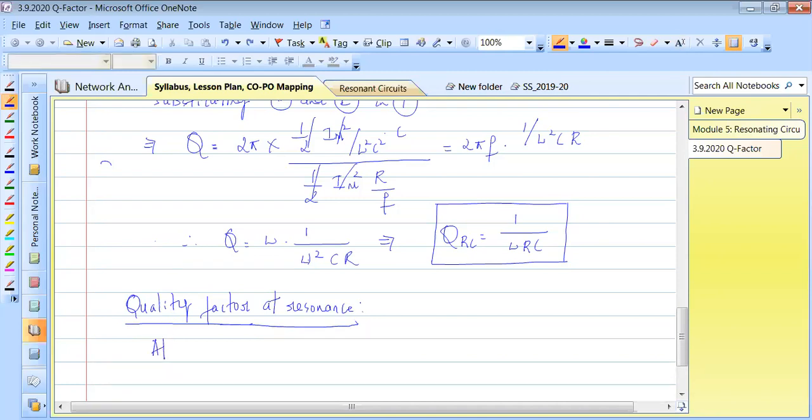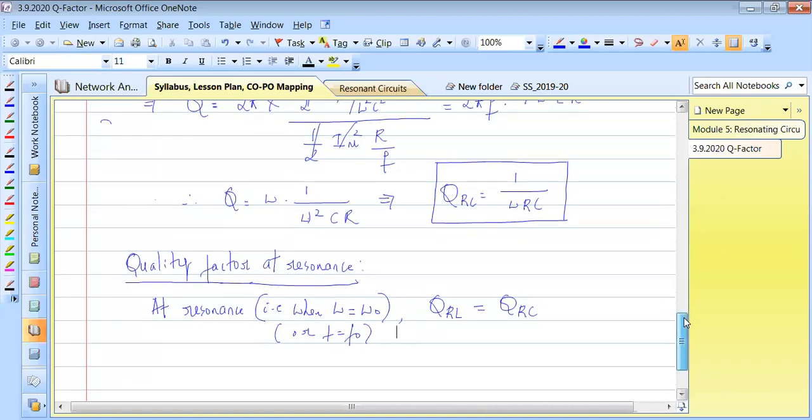At resonance, that is when omega is equal to omega naught. When I say at resonance, it is omega equal to omega naught, or f equal to f naught. You can say anything. So at resonance, what am I saying? The quality factor of series RL circuit is equal to quality factor of series RC circuit. Is this okay? This is another condition that we are obtaining at resonance.